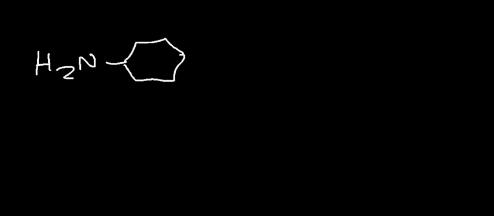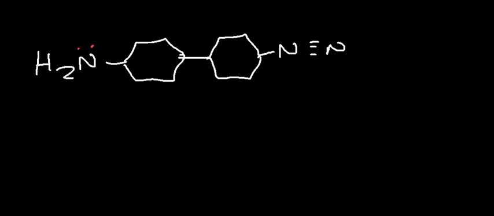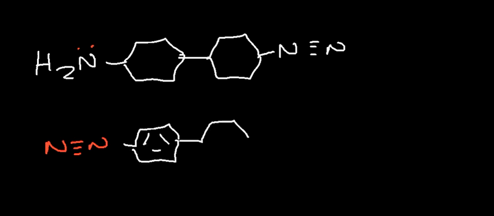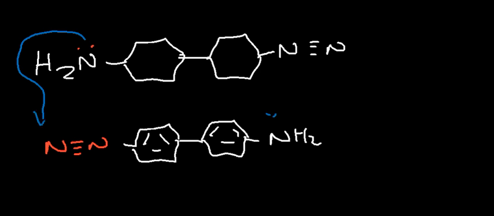And in that last example that we covered, when we had the dibenzene ring, chances are that the NH2 groups won't be converted to N2 groups at the same time. So it's possible that this nitrogen could attack this nitrogen, and this could go here.